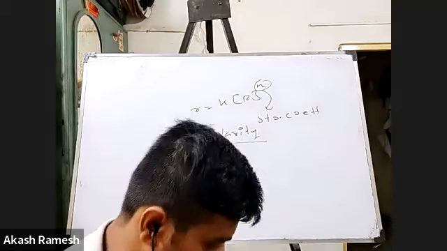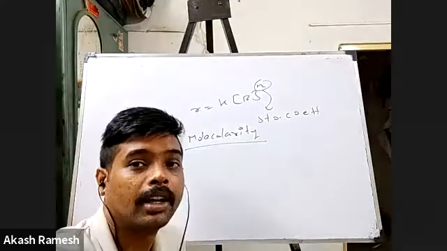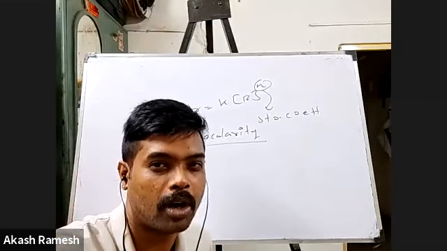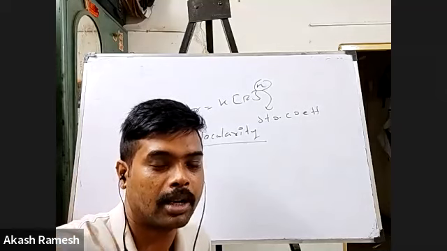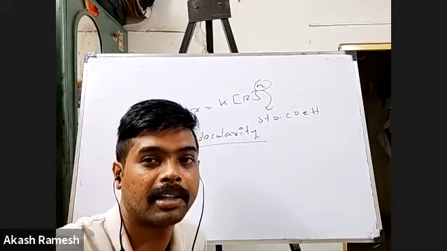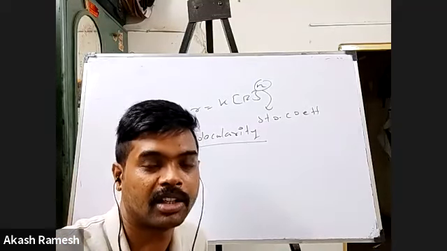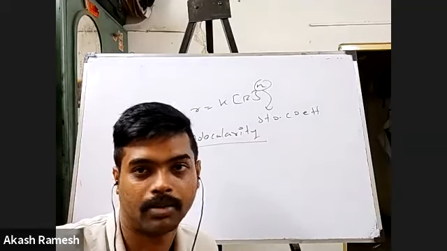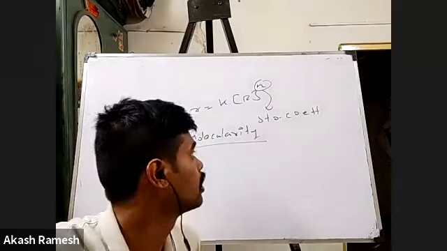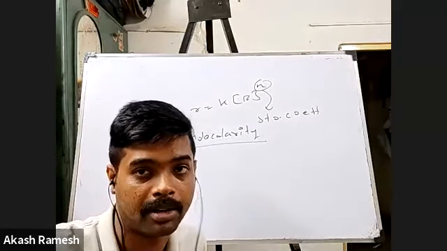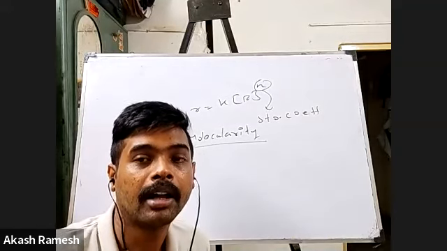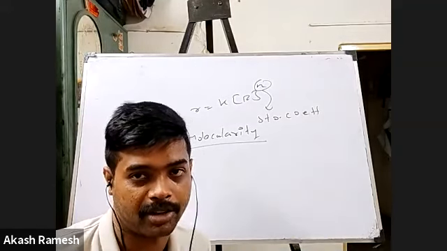Right? So the definition is very simple. Okay, just a small change in the definition. It is the number of reacting species taking part in an elementary chemical reaction. Just include elementary before chemical reaction. We can speak about molecularity only for elementary chemical reactions, right? So it is the number of reacting species taking part in an elementary chemical reaction.